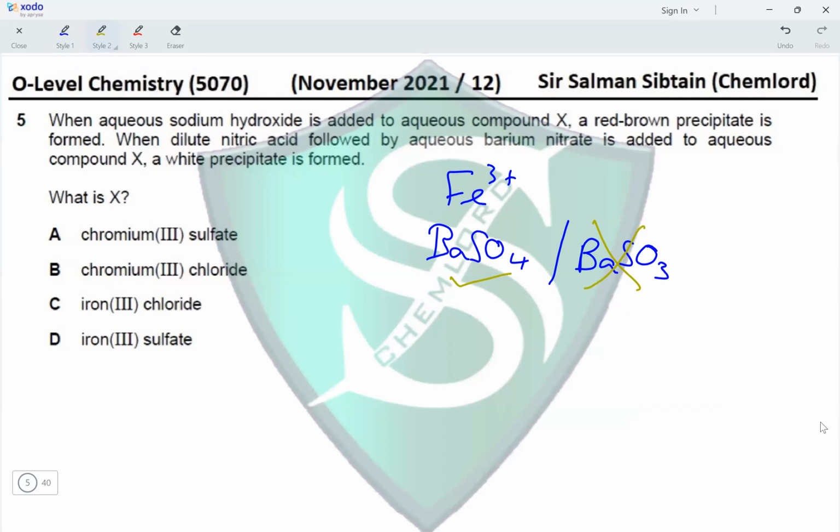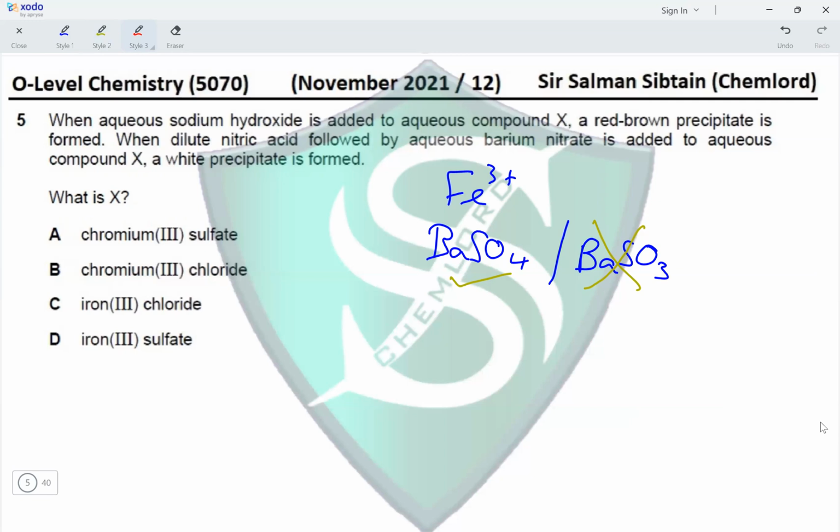And in this case, because nitric acid was added before the addition of barium nitrate, the precipitate would not have been formed in the first place. So since the precipitate has been formed, that means our compound X contains Fe3+ ions along with sulfate ions.